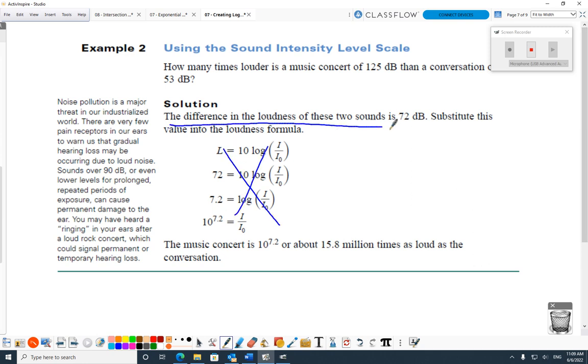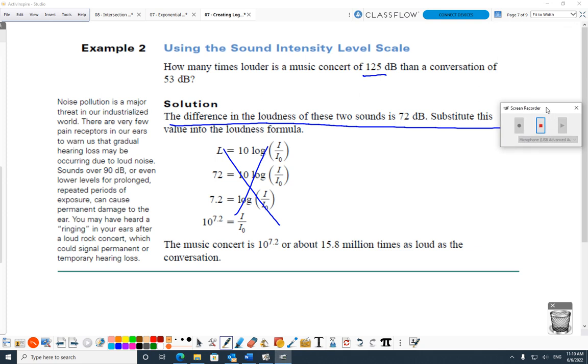The difference in loudness of two sounds is 7.2. So how many times louder is a music concert of 125 decibels than a conversation of 53? The conversation between us right now, I might be speaking at about 53 decibels. If you went to a concert, one of those ones that when you leave, your ears are ringing the next day. Have you ever gone to something like this? Where the next day, literally all day, your ears ring? The difference would be 73.